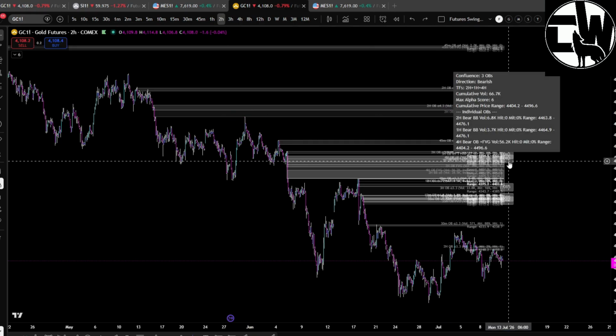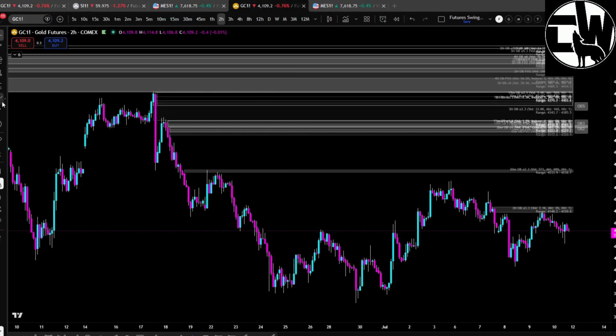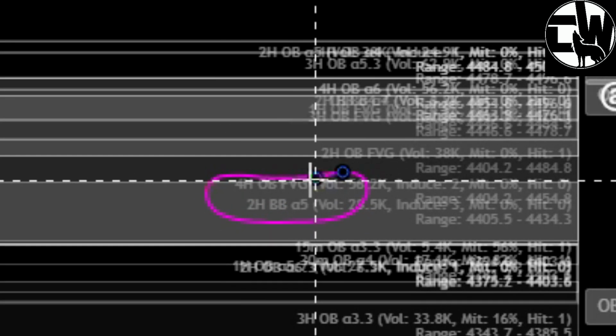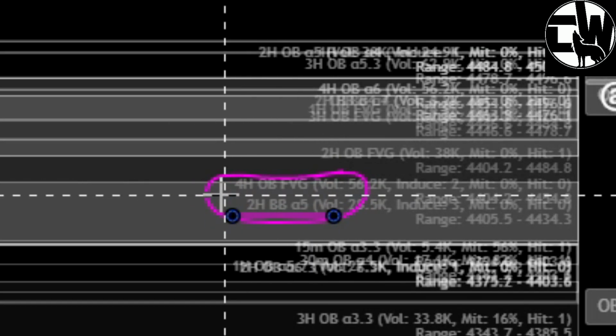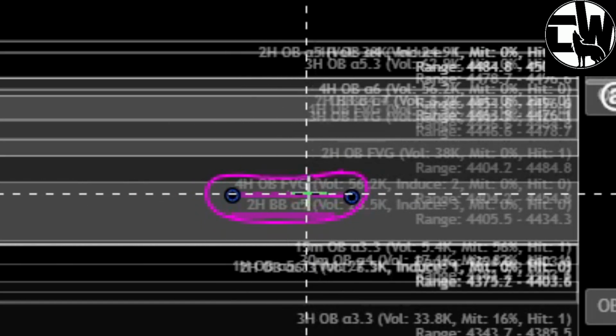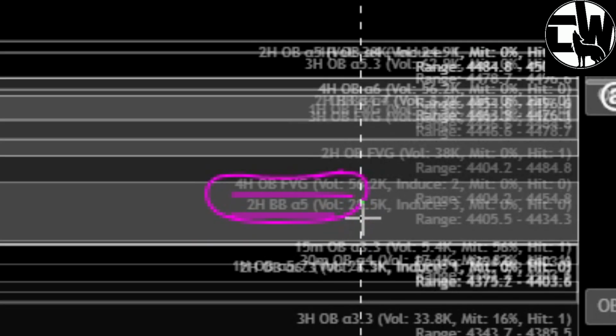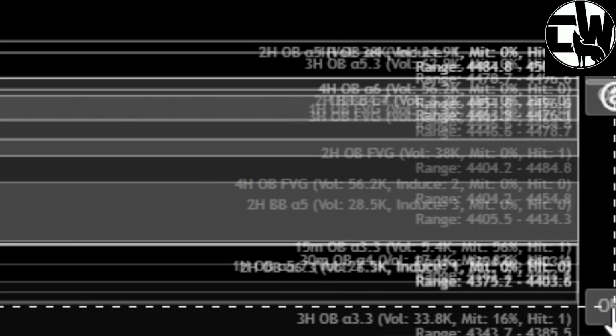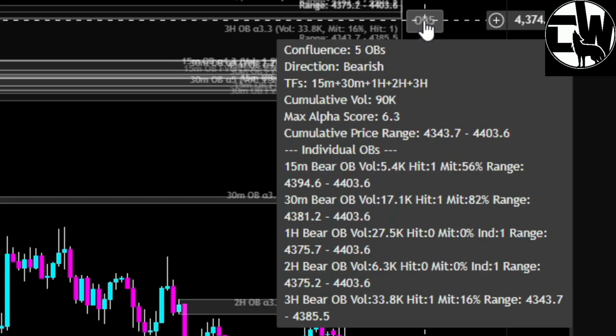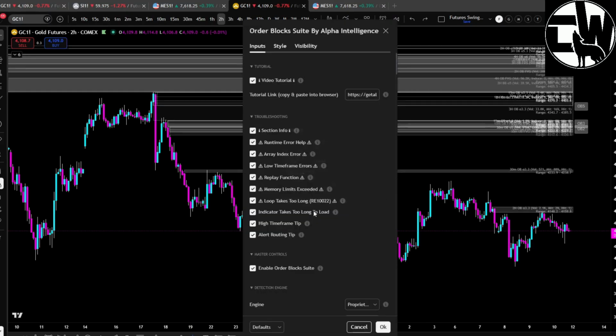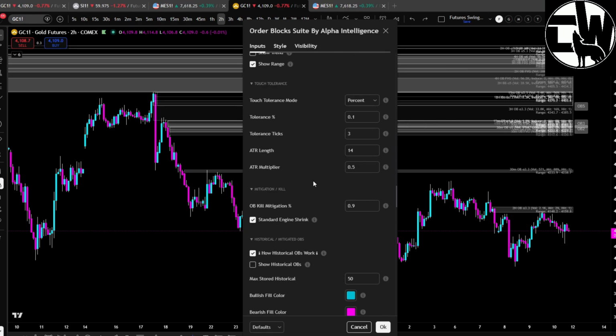We even have an alpha scoring system inside of here that ranks it on a scale of 1 to 10 and tells you the probability that that order block set is going to hold up. Not only does this plot order blocks, but this also plots and tells you where there are fair value gaps and breaker blocks. As you can see right here, 4-hour order block fair value gap and a 2-hour breaker block on this chart. And it even tells you exactly where all of that is inside of the label and the Confluence bubble.